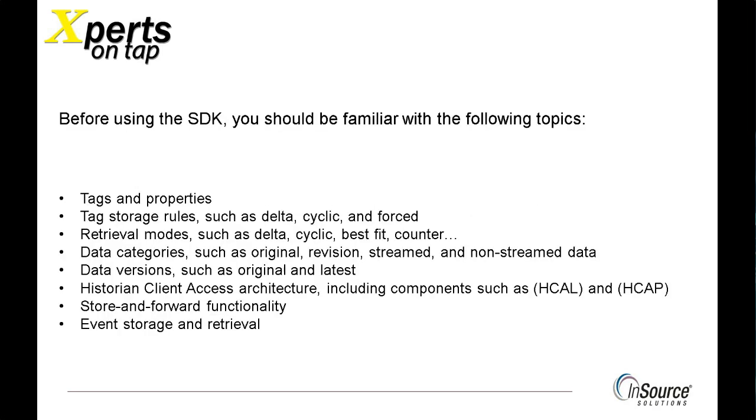A solid understanding of historian concepts will be key in using the SDK effectively. So before using the SDK, it would be best if you were familiar with the following topics: tags and properties, tag storage rules, such as delta, cyclic, and forced, retrieval modes, such as delta, cyclic, best fit, counter, and so on, data categories, such as original, revision, streamed, and non-streamed data, historian client access architecture, including components such as HCAL and HCAP, store and forward functionality, and event storage and retrieval.